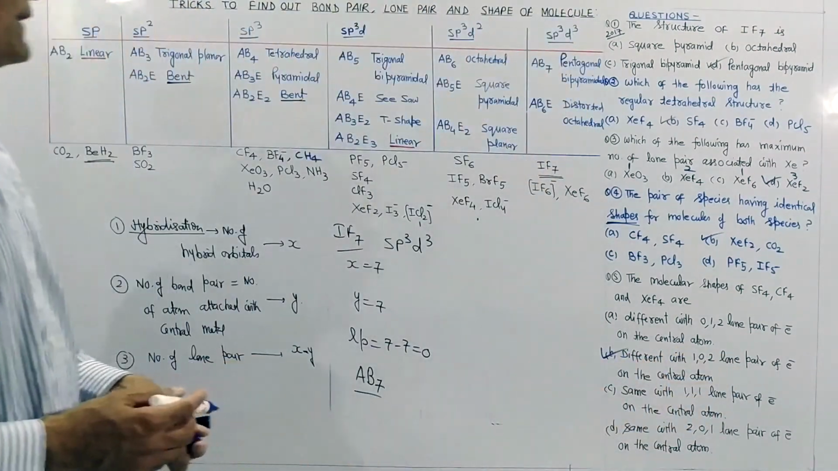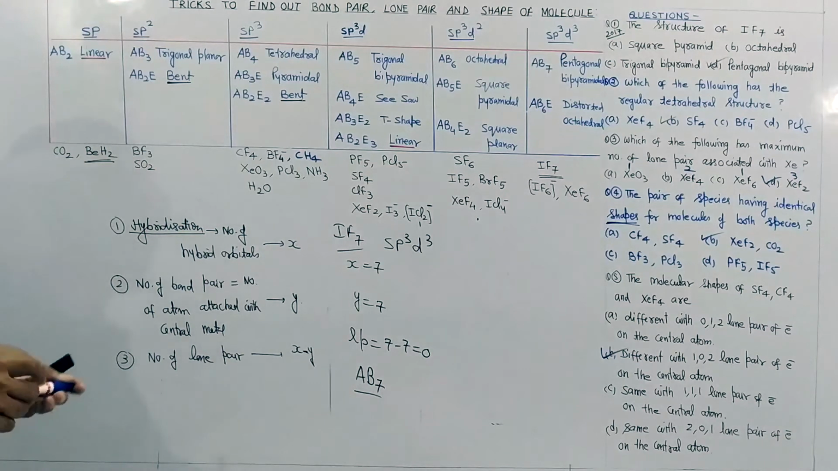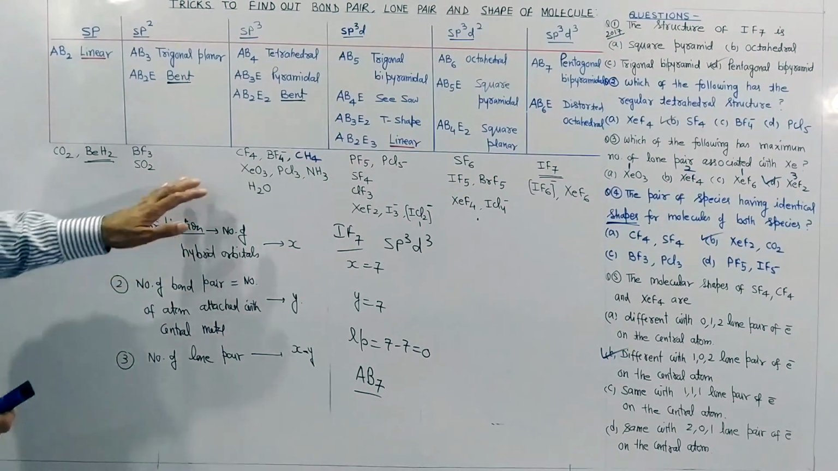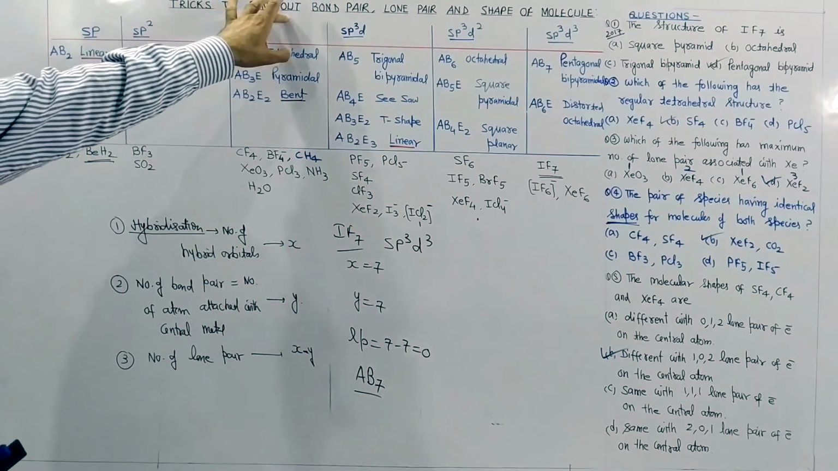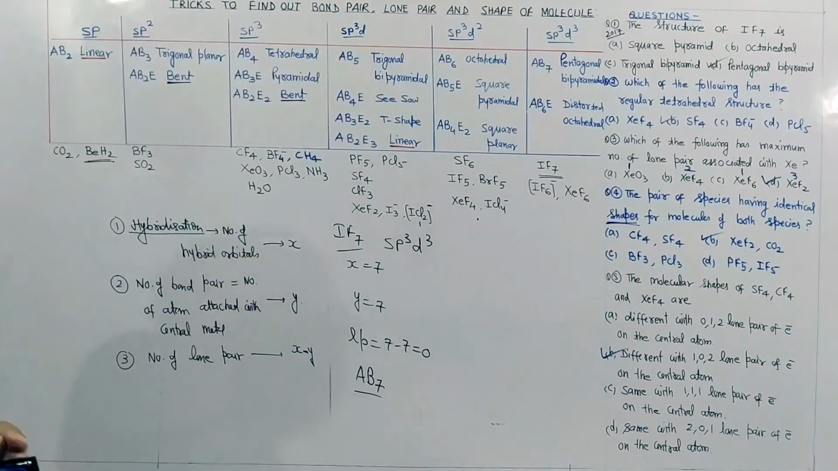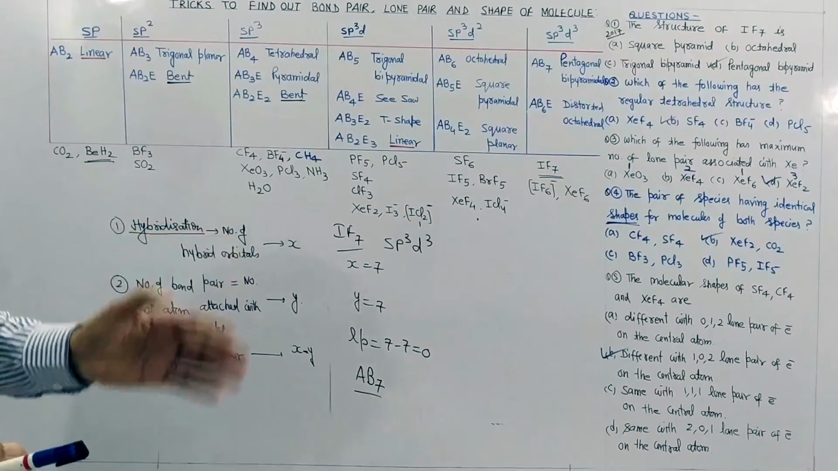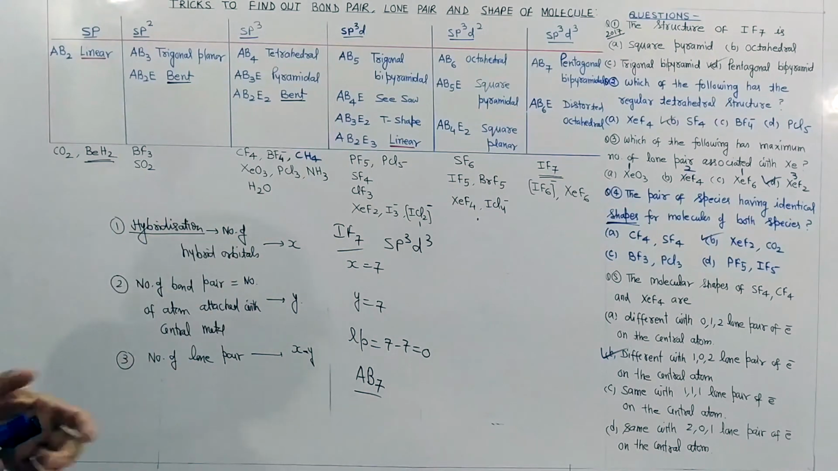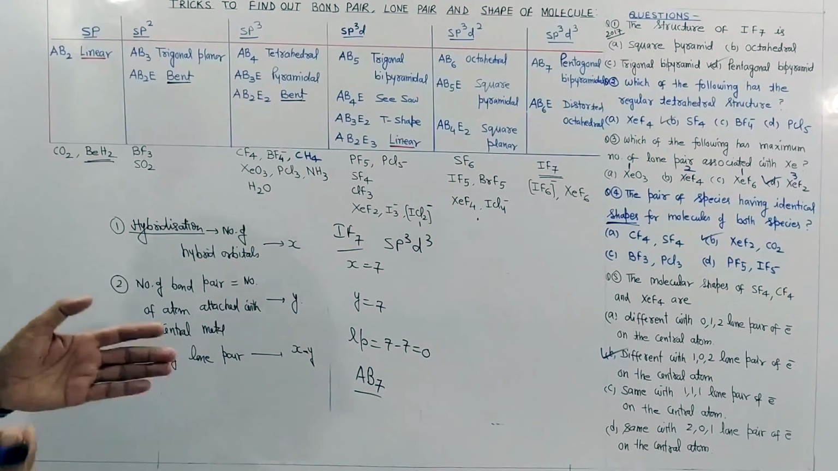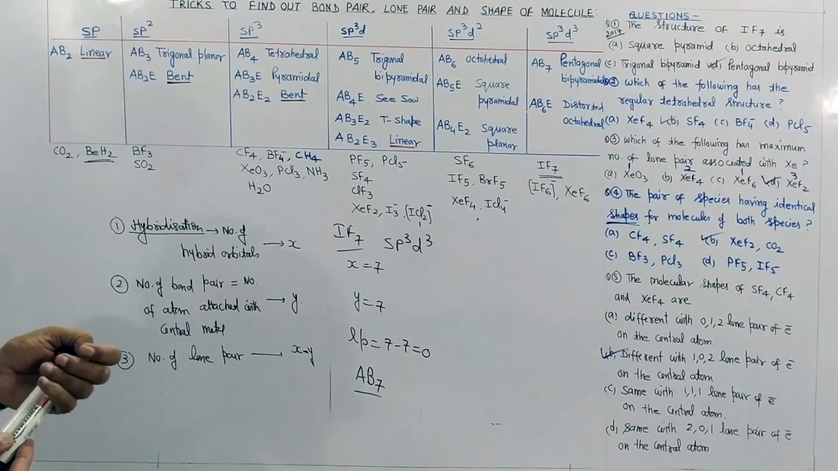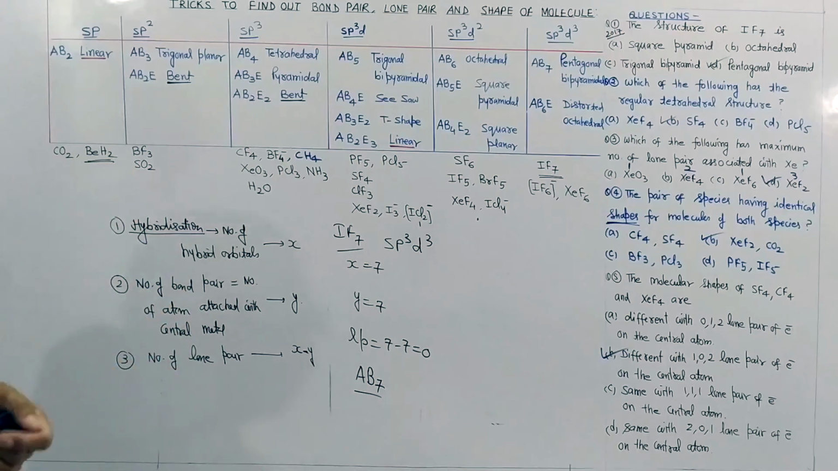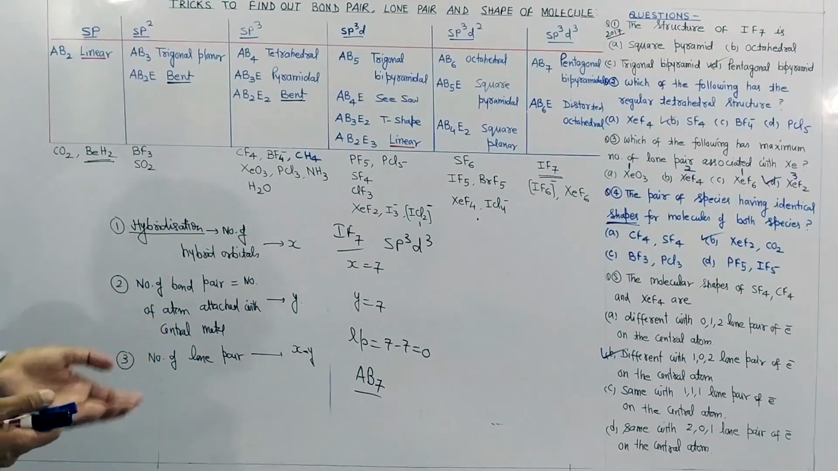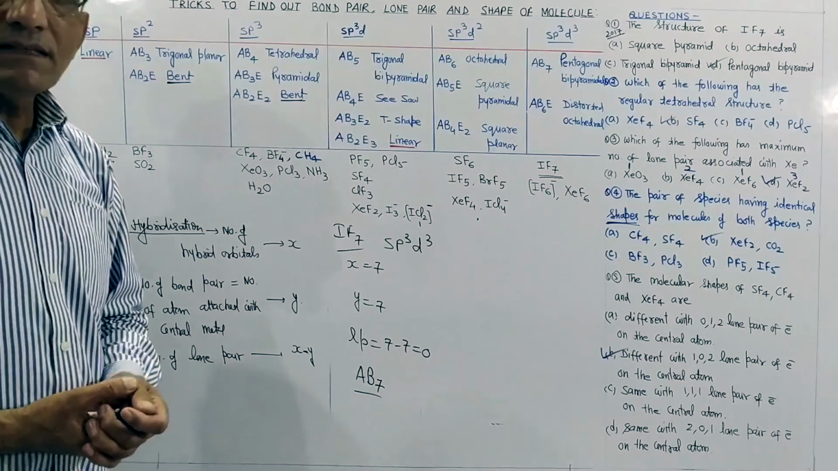So with the help of this knowledge, if you know the hybridization, then you can easily find out how many bond pairs are present, how many lone pairs are present, and what is the shape of the molecule. So again I will advise you to see my previous video in which I have explained the tricks for hybridization. Then you can very easily solve these types of questions, and they are asked in your JEE Main as well as NEET exam.